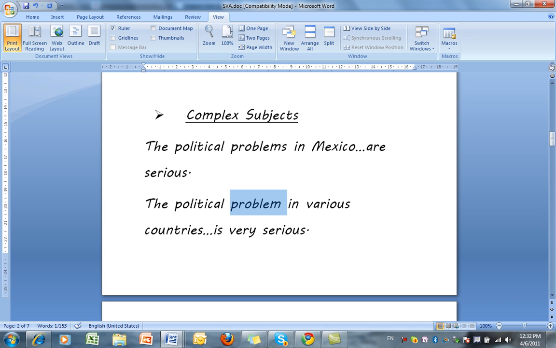This, again, is the part of the complex subject that tells us what type of verb to use.